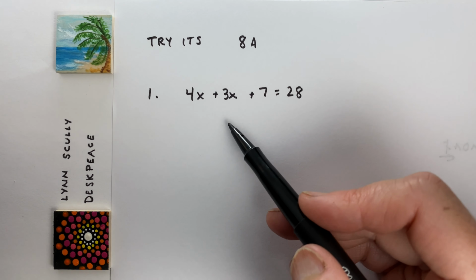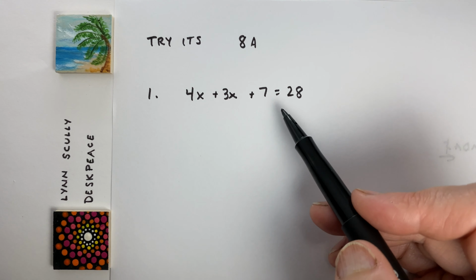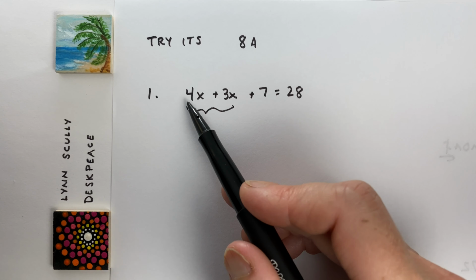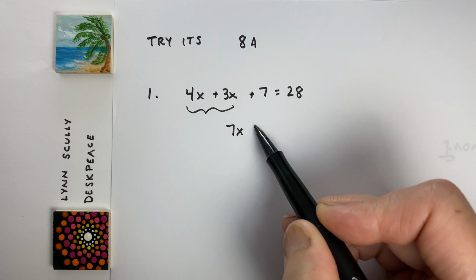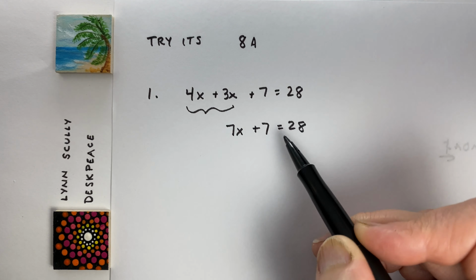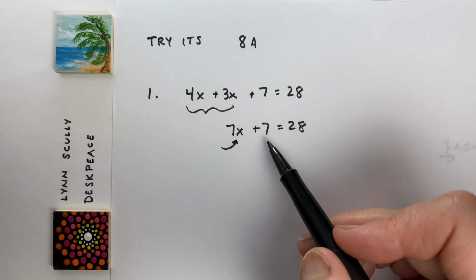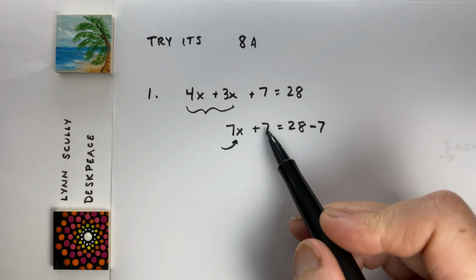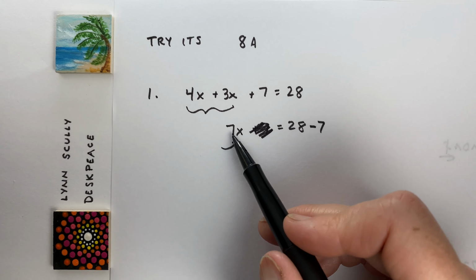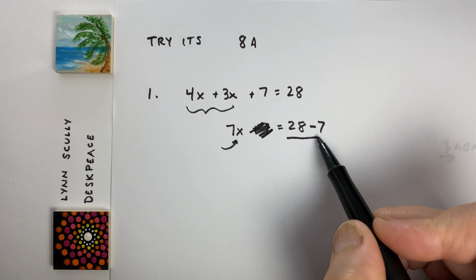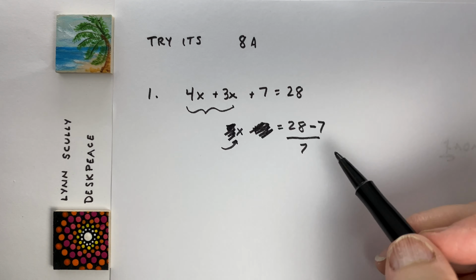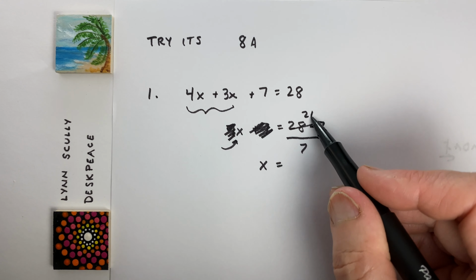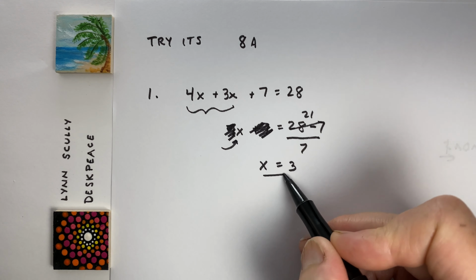Number 1, 4x plus 3x plus 7 equals 28. I want to solve for x, so first I'm going to combine my like terms. 4 plus 3 is 7 x's, plus 7 equals 28. I want to get x alone, that's my goal. I have something attached by addition. I have something attached by multiplication. First undo addition, by its partner, subtraction. Now this 7 is attached to the x by multiplication, move it by division to the other side of the equal sign. Now I just have to do the arithmetic. 28 minus 7 is 21. 21 over 7 is 3.